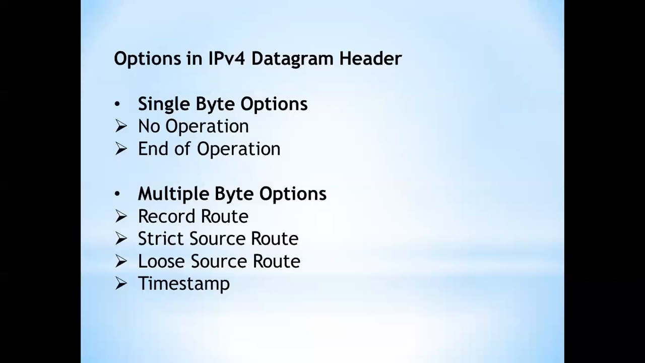Next is loose source route. This multiple byte option is similar to the strict source route, but it is less rigid. It is necessary for the datagram to visit all the routers in the given list, but the datagram is allowed to visit other routers as well, which are not in the list. Next is timestamp. This multiple byte option is used for recording the time of datagram processing by the router. This time is measured from midnight Universal Time, that is Greenwich time, and it is expressed in milliseconds.